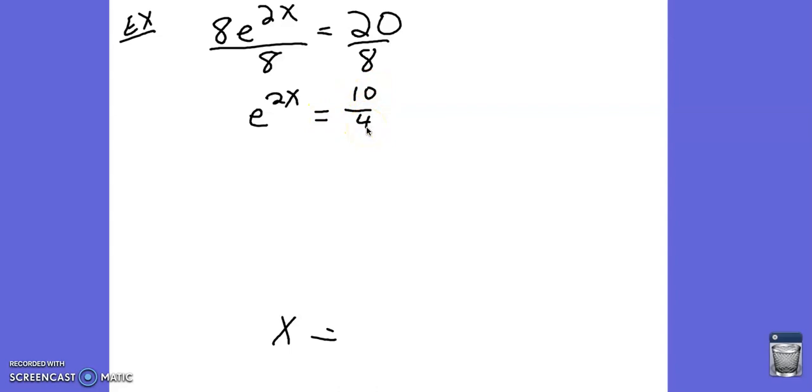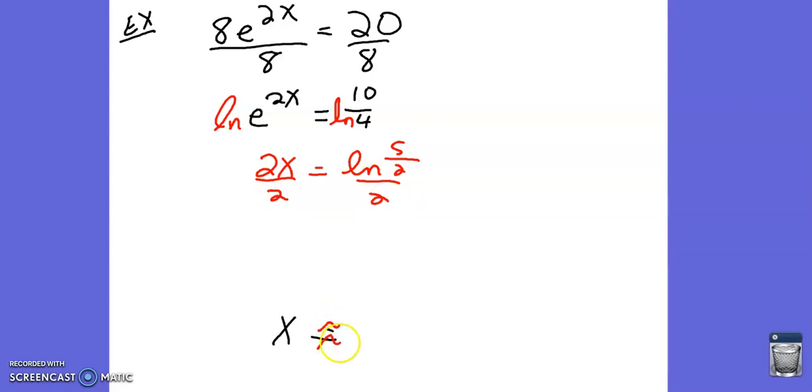And then if you remember, one of the properties with the e, to get rid of that, the inverse function is ln. So we're going to literally take the ln of both sides. So ln this side, ln this side. And that's literally going to cancel that out, and you're left with 2x. And then we're just going to divide both sides by 2. And then when you plug this into the calculator, you're going to approximately equal 0.458.